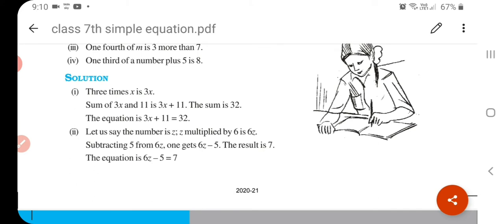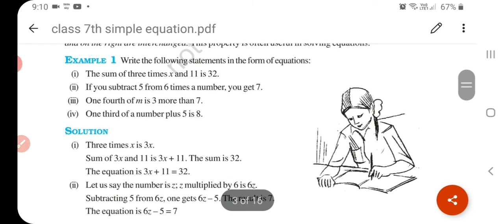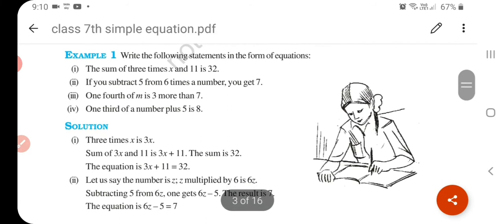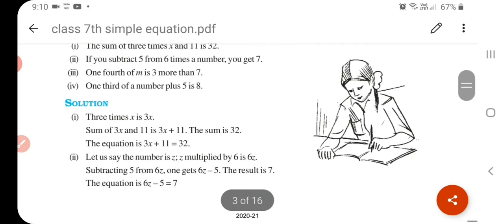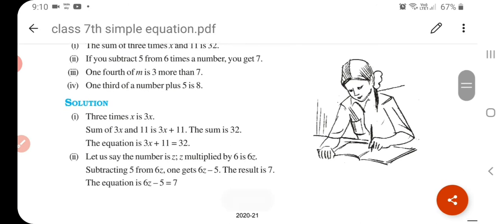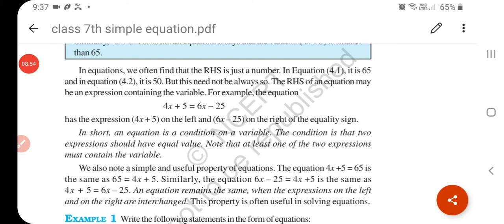Okay, now our second thing: if you subtract 5 from 6 times a number, you get 7. 6 times a number means, if we take the number to be z, then that is 6z, and 6z minus 5 is equal to 7. Understand? This type you have to write as an equation. So in short, an equation is a statement equating two expressions with one or more variables.